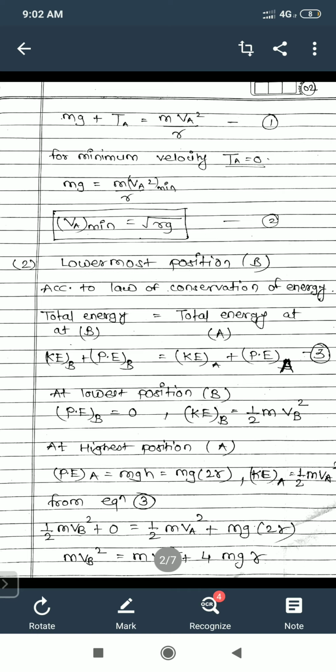So total energy at the lowest point, that is B, is equal to total energy at A. We know that total energy is nothing but kinetic energy plus potential energy combination. So if we take point B, what will come there? Kinetic energy at point B, and the potential energy there will be equal to the kinetic energy and potential energy at point A.